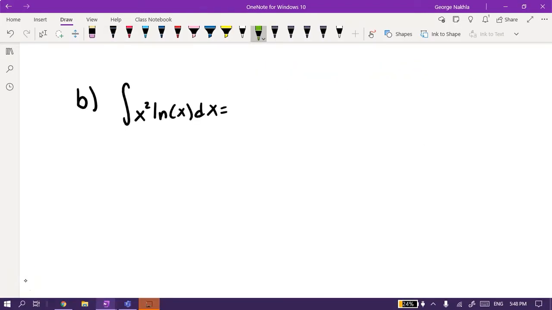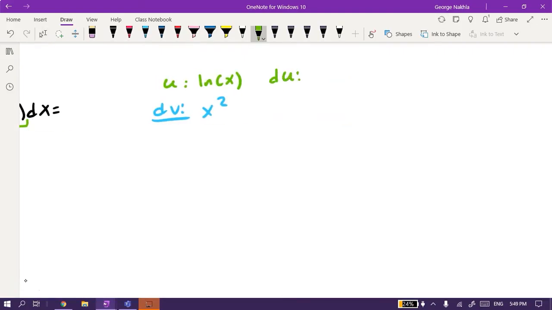Okay, now we're going to move on to example B, and this one's a little bit more tricky because it actually takes some thought to figure out what your u and your dv values are going to be. So, like we said before, you have your u, and then you have your dv, and your dv needs to be a value that you can take the integral of. Now, we can do the integral of x squared, but we don't know how to take the integral of ln of x. So that means x squared is going to be our dv value, and we do know how to take the derivative of ln x, so that's going to be our u value.